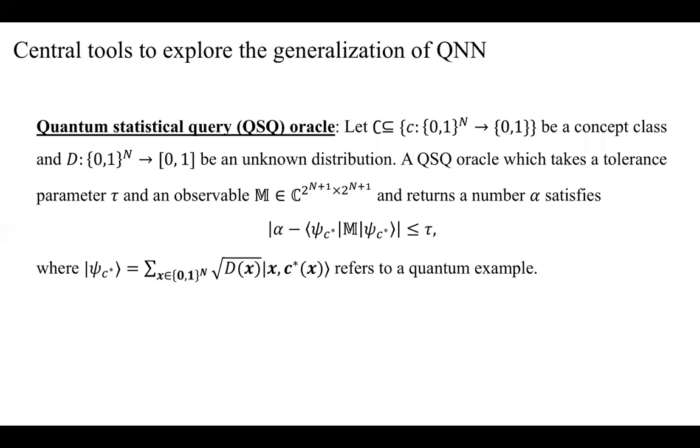We now move on to understand the generalization of QNN. A central tool to achieve this goal is the quantum statistical query oracle. In particular, let C be a concept class and D be an unknown distribution. The QSQ oracle takes a tolerance parameter tau and an observable M and returns a number alpha satisfying the following equation. As we can see, the returned number is the statistical estimate of the quantum example phi C star.